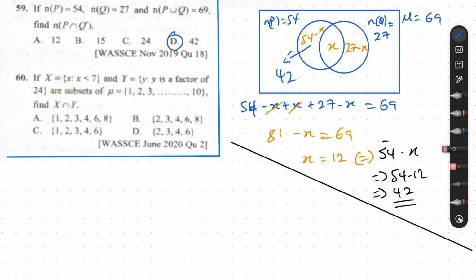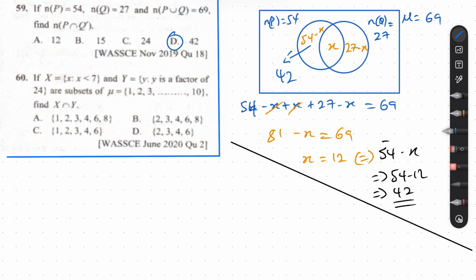So we need to first write X and then Y, then we find the intersection, and each of X and Y should be a subset of this, so they should be between 1 and 10. Okay, cool. So let's write it down.